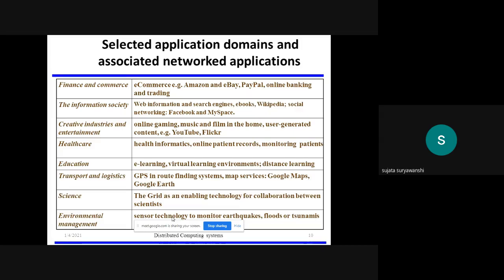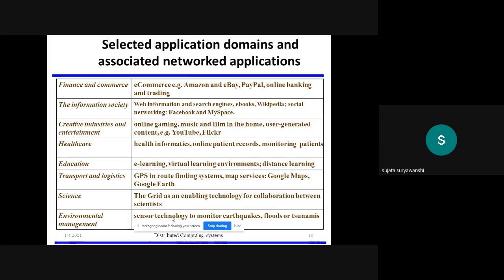Okay, so after that, these are the different selected application domains and associated network applications. The first one is finance and commerce. Under this domain, different applications are there, that is e-commerce. Examples of e-commerce are Amazon and eBay. Suppose we are using Amazon in day-to-day life to order something. In this case, a number of customers or people are placing their orders simultaneously.